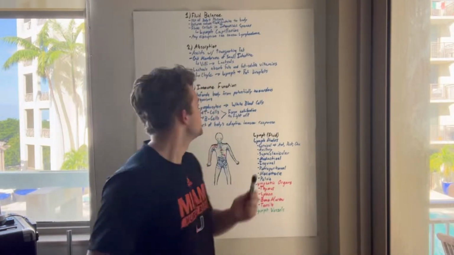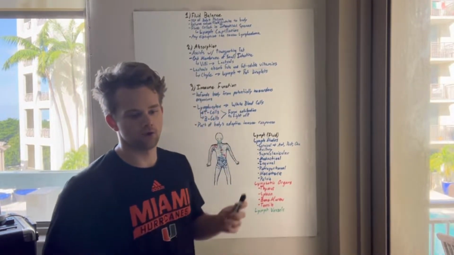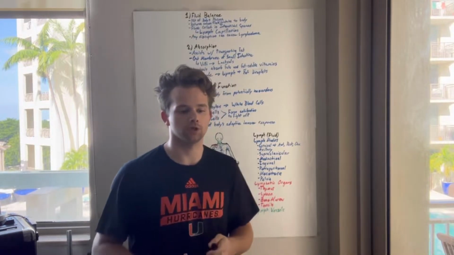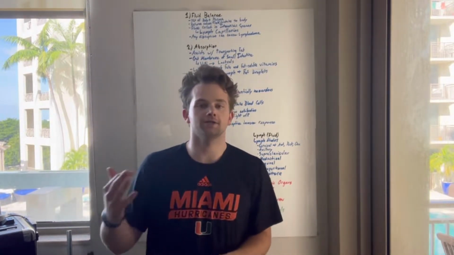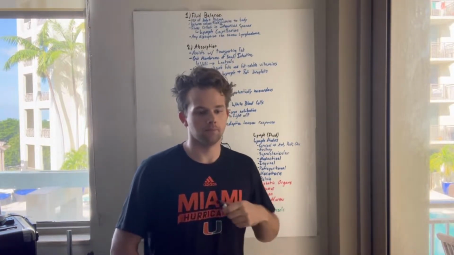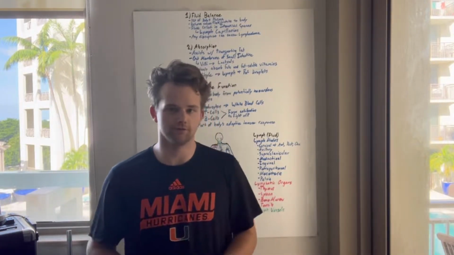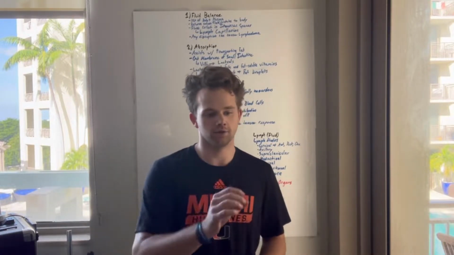And then the third is immune function. The lymphatic system defends the body from potentially hazardous organisms by producing white blood cells called lymphocytes. Now, there are two primary types of lymphocytes. There are T cells and B cells, both of which, when they come into contact with bacteria, viruses, and other foreign particles, then form antibodies to fight those specific agents.